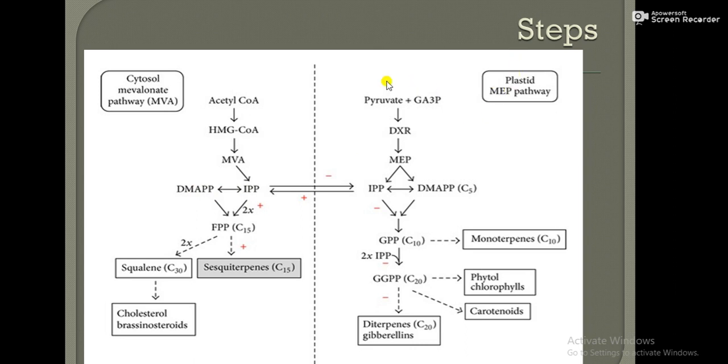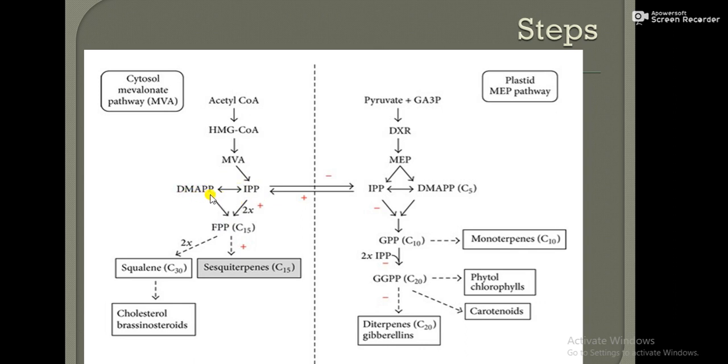Similarly, in the plastid pathway, the precursors are pyruvate, formed by glycolysis, and glyceraldehyde 3-phosphate. These react together to form another intermediate that is not yet identified, which is changed to methyl erythritol phosphate. This again changes into isopentenyl phosphate, and they can isomerize into dimethyl allyl pyrophosphate. Dimethyl allyl pyrophosphate and isopentenyl pyrophosphate are isomers of each other. They can be converted by isomerase enzymes.